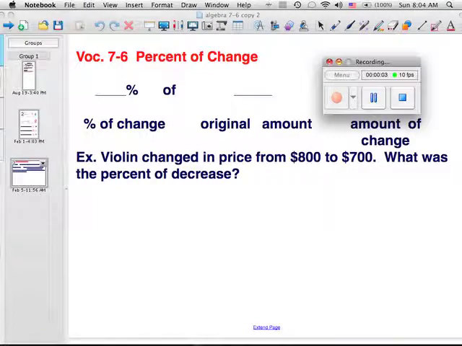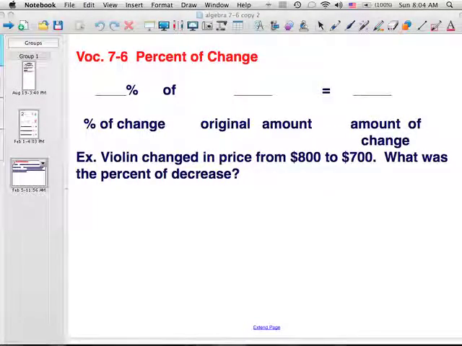We're on chapter 7, section 6. We're going to be working with problems that involve percent of change. And I'm going to use the equation method to do this again. We have the percent of change, similar to the last percent word problem setup. The original amount is the same as the whole amount, and then the amount of change.